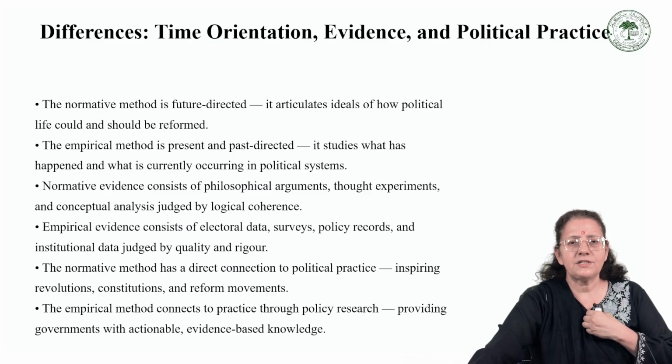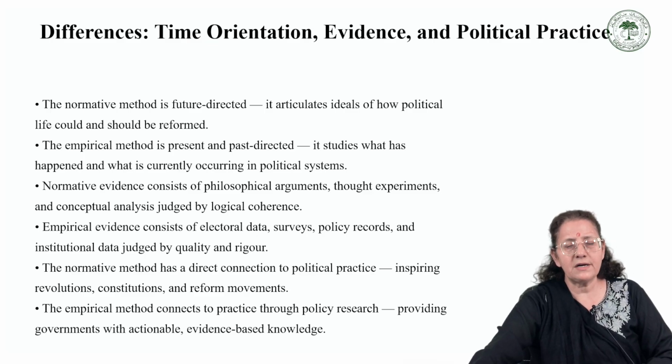The empirical method tends to be present and past directed. It studies what has happened and what is currently happening in political systems, building knowledge from the record of observable political reality. In terms of evidence, the normative method treats philosophical arguments, thought experiments, and conceptual analysis as legitimate and primary forms of evidence.